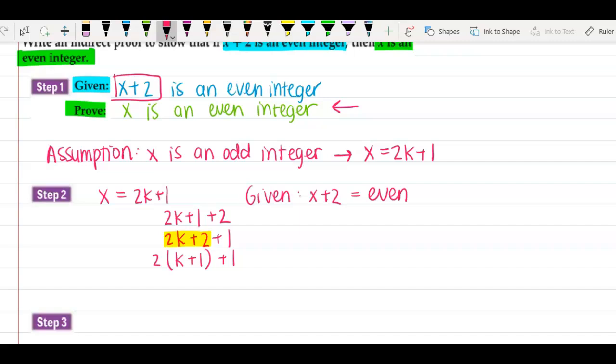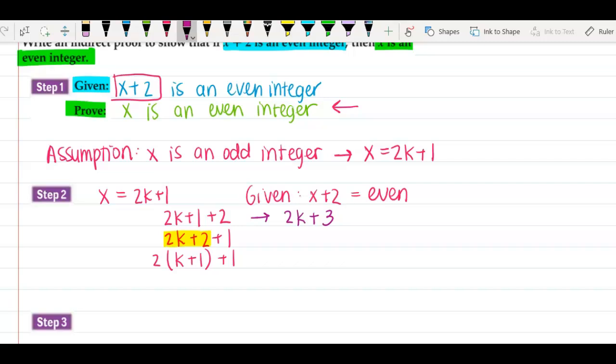Some of you are probably thinking, why didn't you combine like terms? If I combine like terms and said 2k plus 3, the first thing we would ask ourselves is, can we factor out a 2? Can this be 2 times some quantity? And it can't, because 3 is not divisible by 2. If we did 1.5, that's not an integer anymore, and we haven't proven anything. So that's why I did not combine like terms.